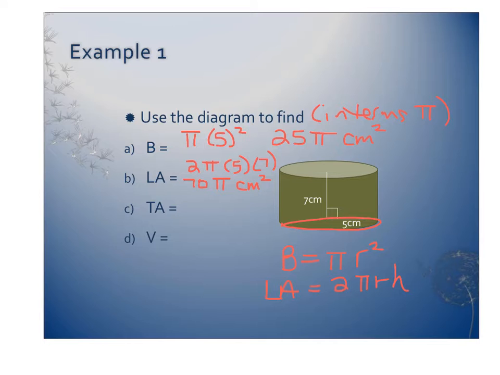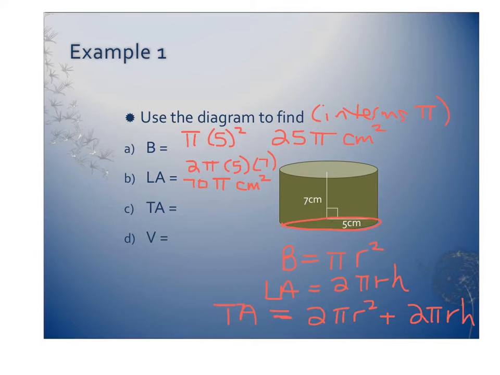Now for the total area, I am going to take the answers that I got from part A and part B and put them into my total area formula. So remember, the total area or the surface area of a cylinder is going to be 2 pi r squared, or 2 times the base area, plus the 2 pi r height.